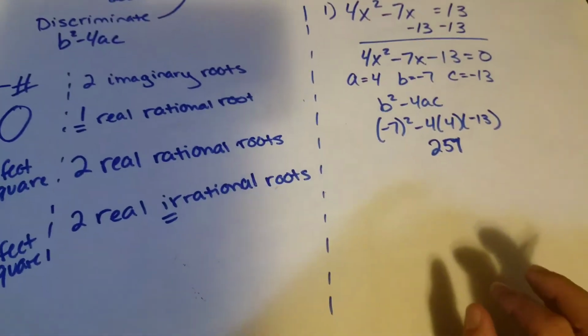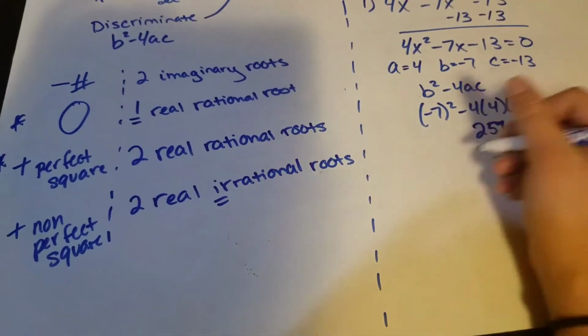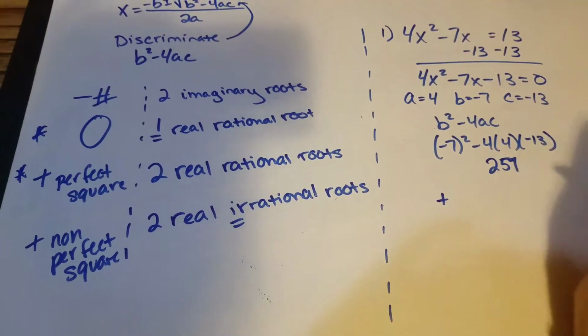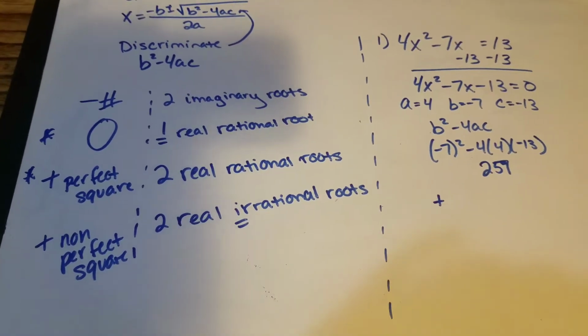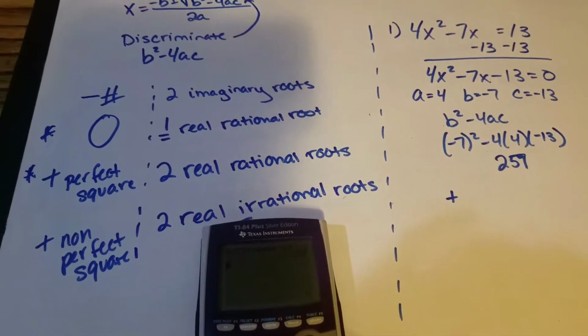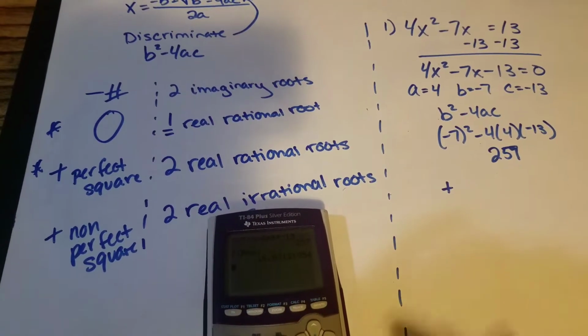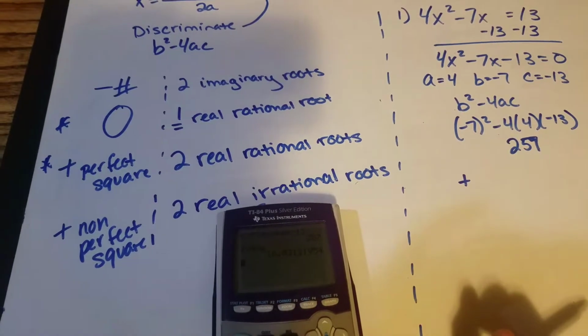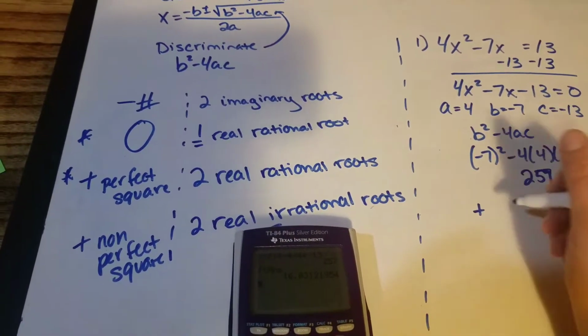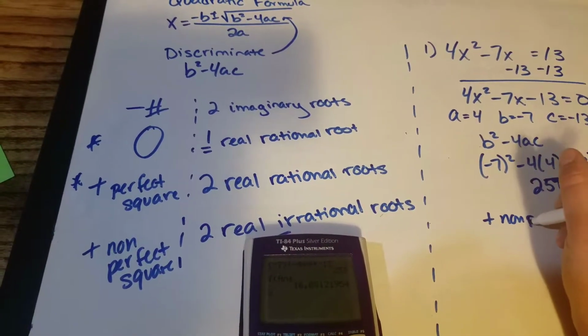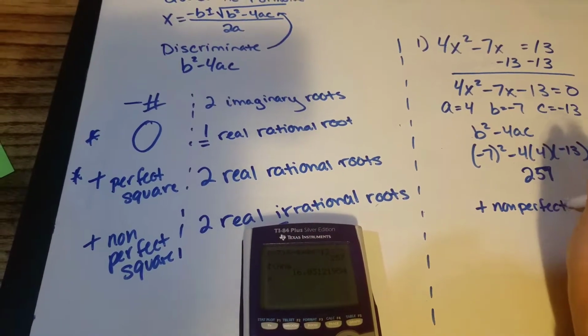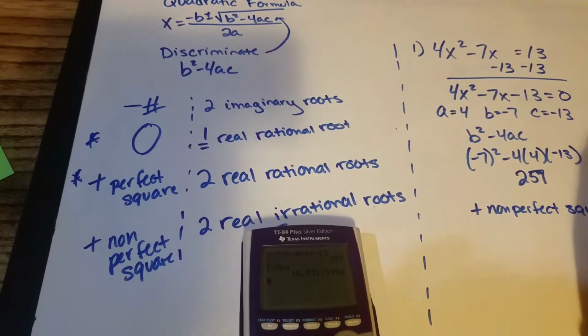So we were at the bottom 2. So we have a positive discriminant. Is it a perfect square or not? Way to tell is you can take the square root of that answer, and you can see that it's 16 point something something something. So it's a non-perfect square. You do not need to write that part, but just so you can see what's going on.